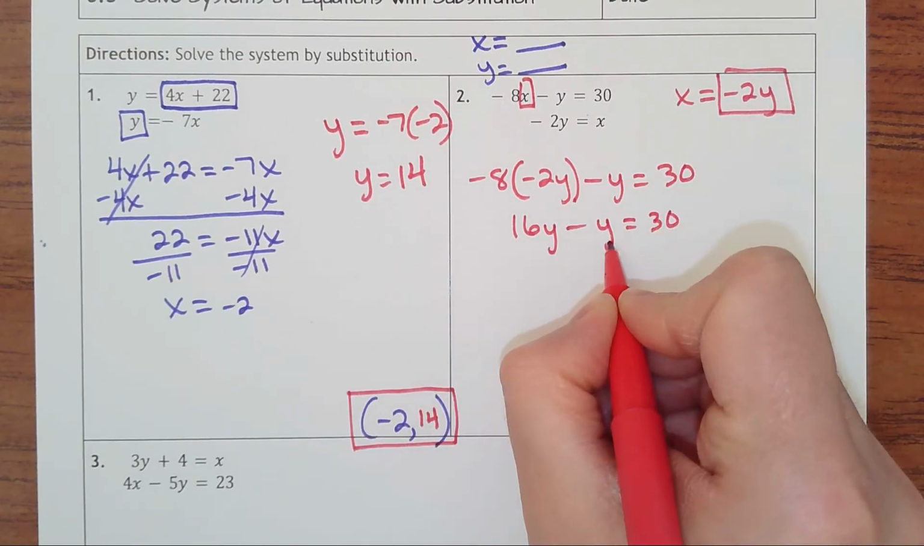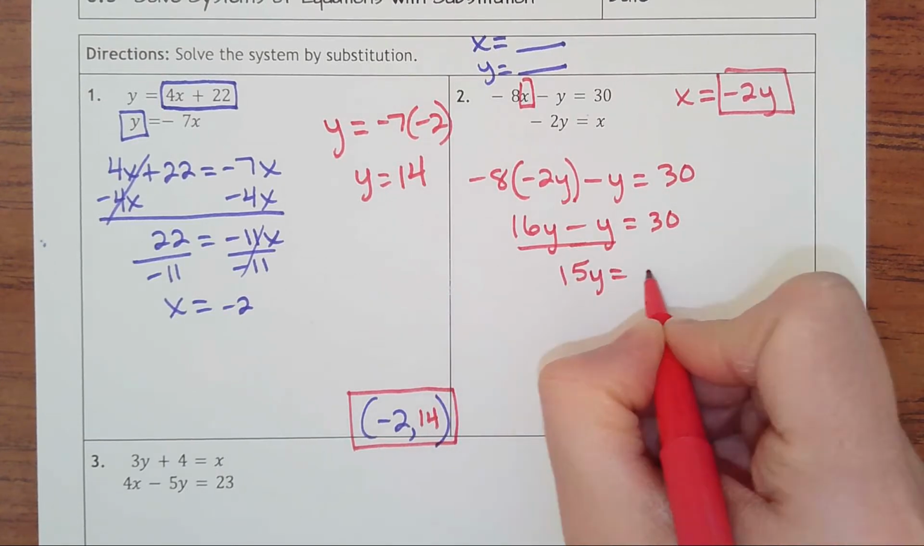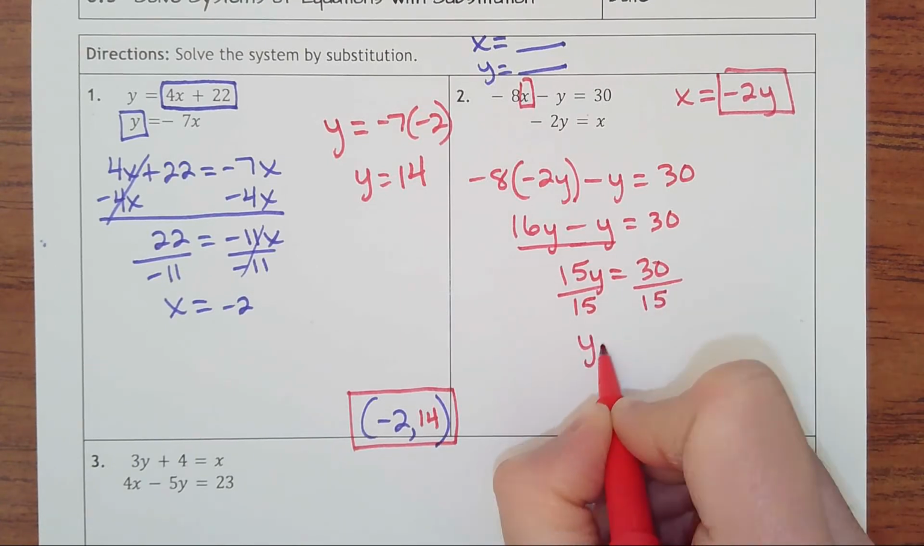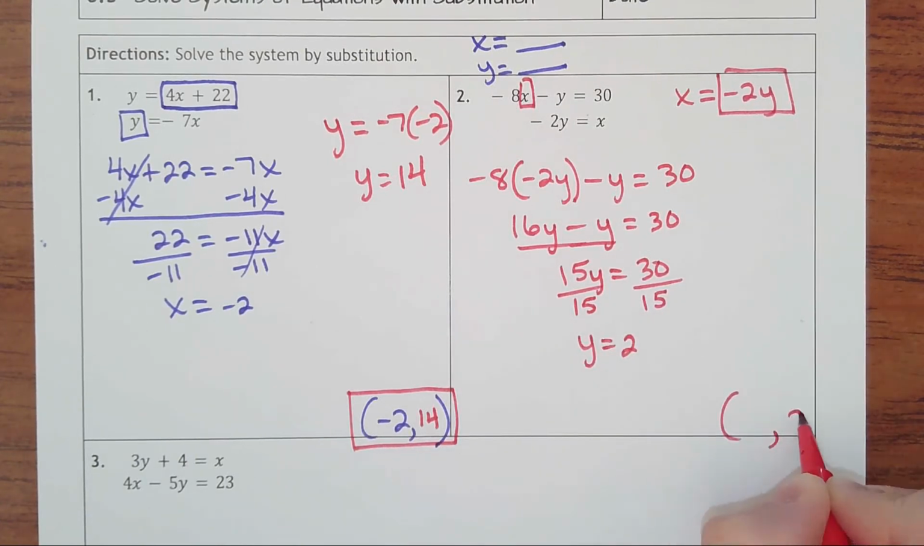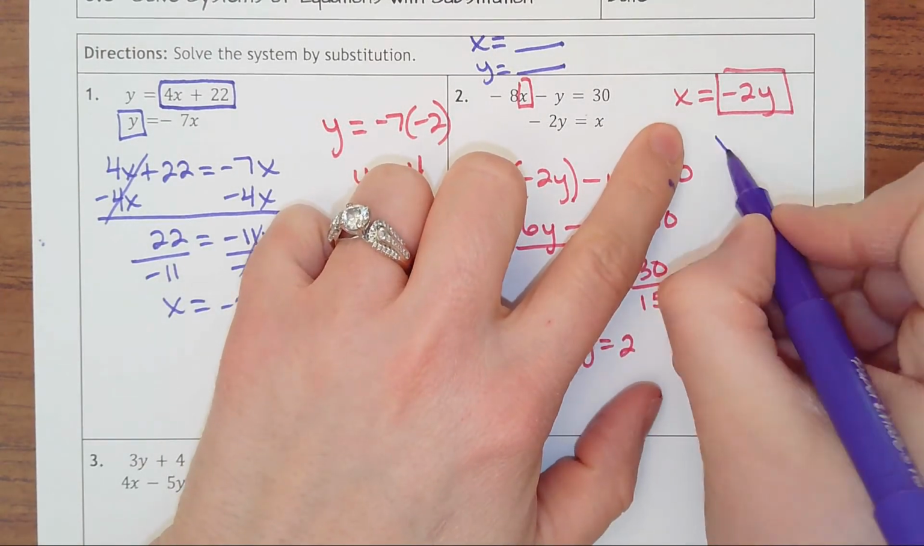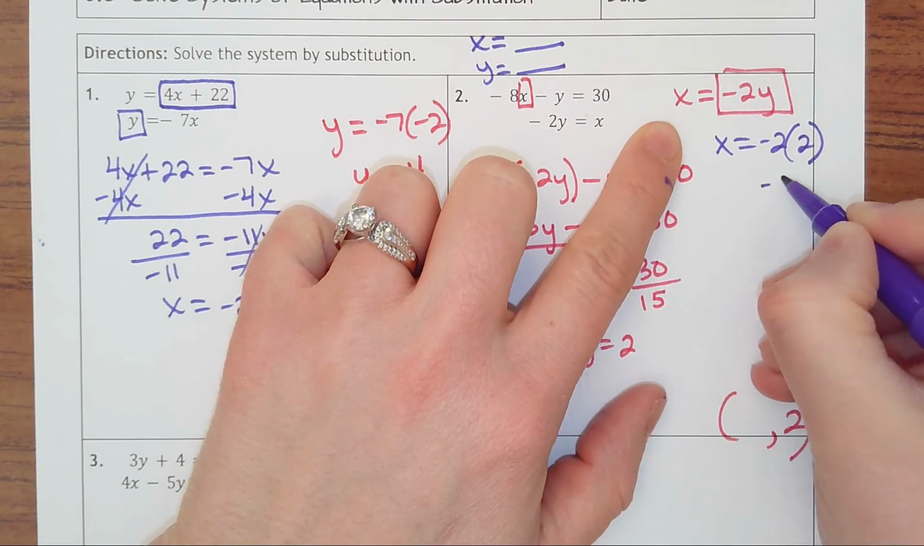I can put my like terms together. That would be 15y equals 30. Divide by 15. So y must be 2. So that's my second number. Pick an equation to plug that y into. It's definitely going to be easier to pick the one that says x equals this, which was this guy. X will equal negative 2 times the y I just found. So that would be negative 4.